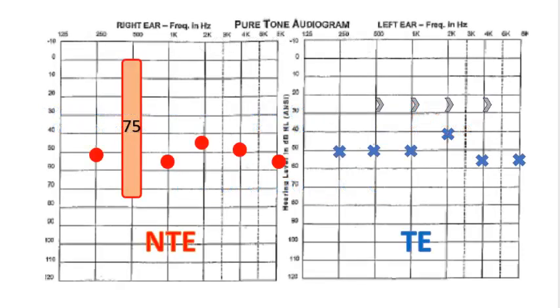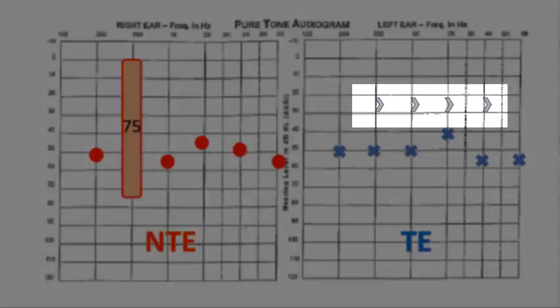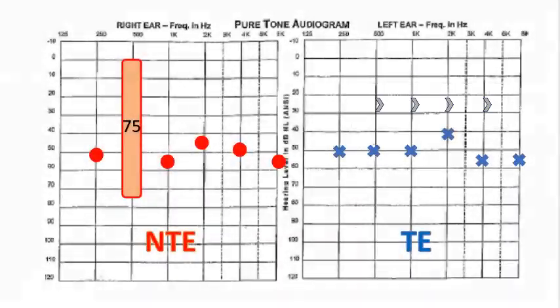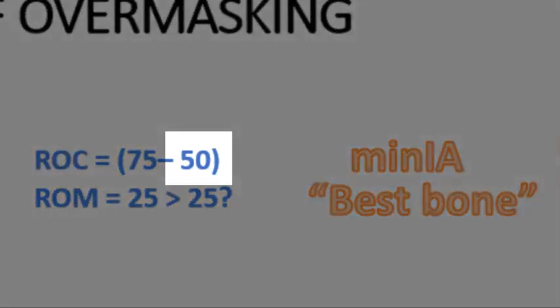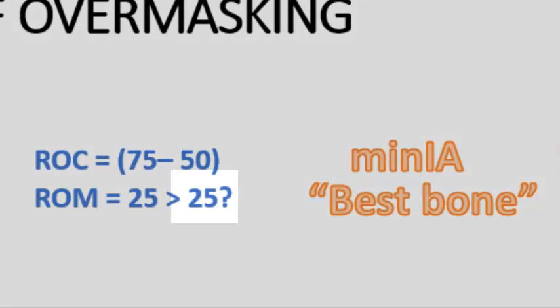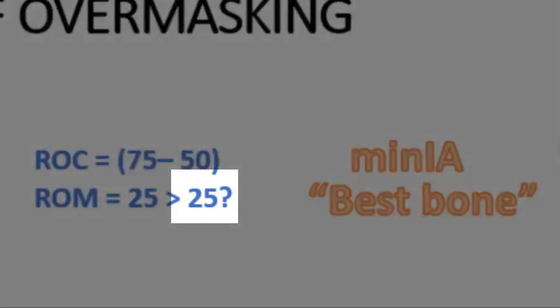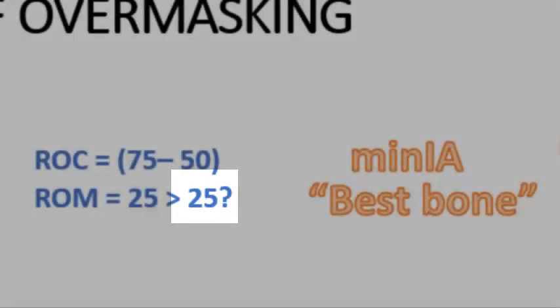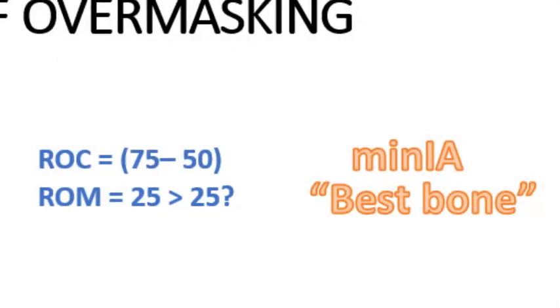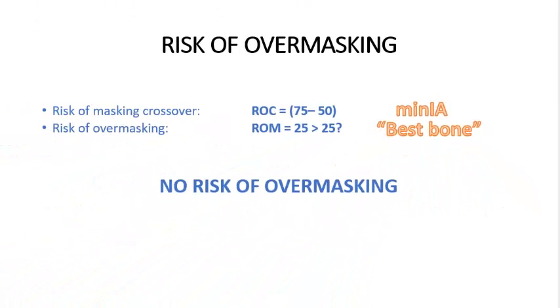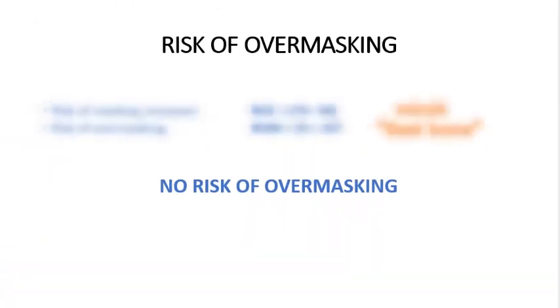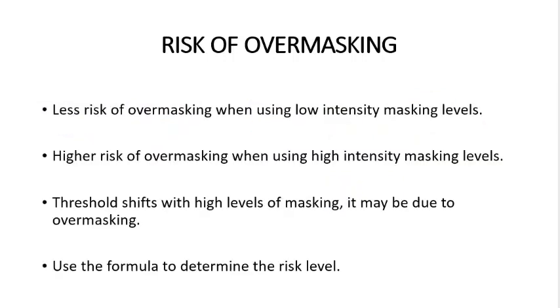Third scenario now, same level of masking, same air conduction hearing on the right side. The unmasked bone line is different this time. However, let's take a look. We'll use the min-IA value of 50 dB this time because the inferred SIT-IA is well below this min-IA value. Our cochlear hearing has changed though. It's now at 25 dB. The risk of masking crossover is 25 dB, and that is not greater than the cochlear hearing estimate. In this scenario then, there is no risk of overmasking. Again, there's less risk of overmasking when using low intensity masking levels. Threshold shifts with high levels of masking may be due to overmasking.